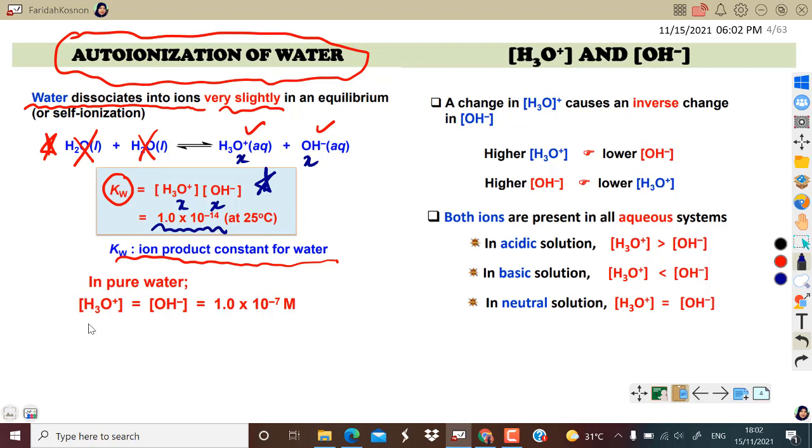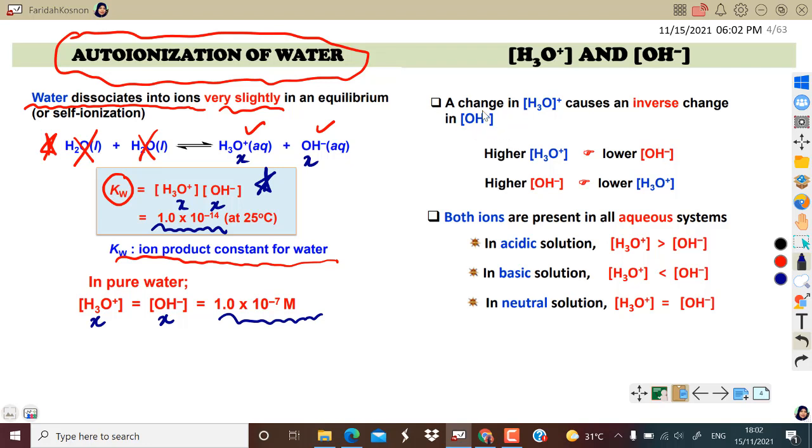What is the concentration of hydronium ion and hydroxide ion in pure water? It is 1.0 times 10 to the power of negative 7 molar. Okay. And the concept of Kw will be used to compare the acidity, basicity of solution. Okay, so a change in concentration of hydronium ion causes an inverse change in concentration of hydroxide ion.